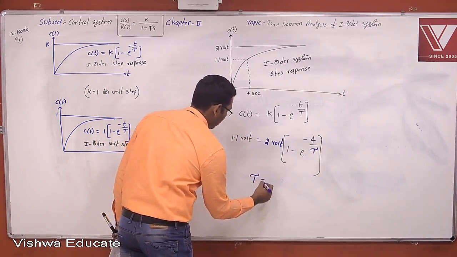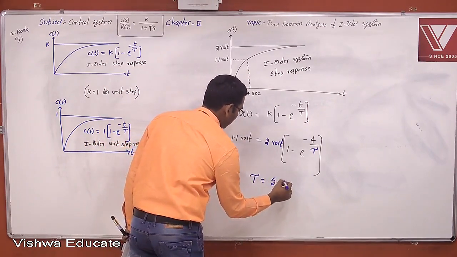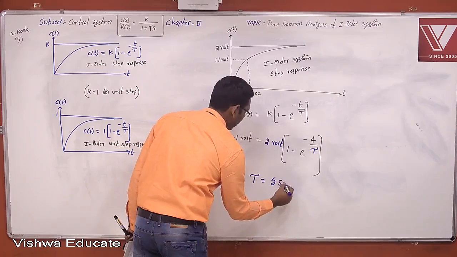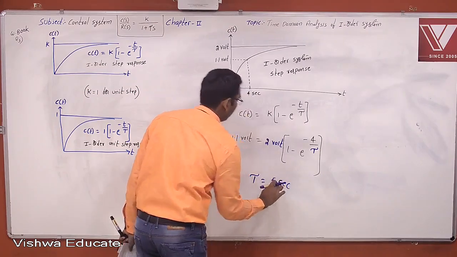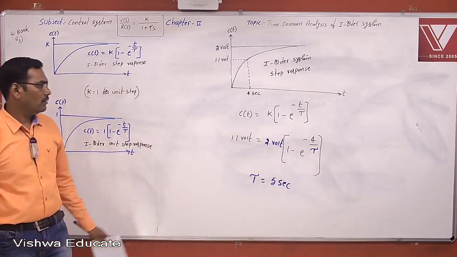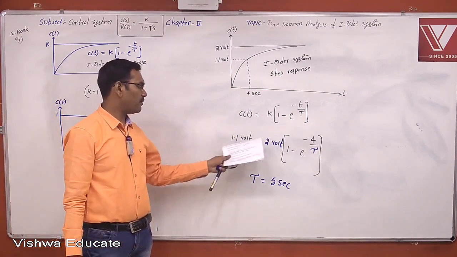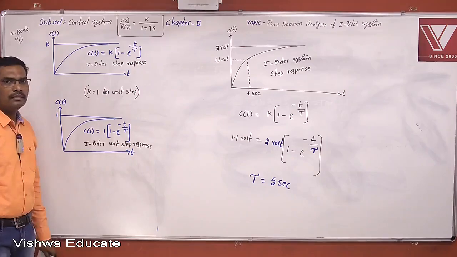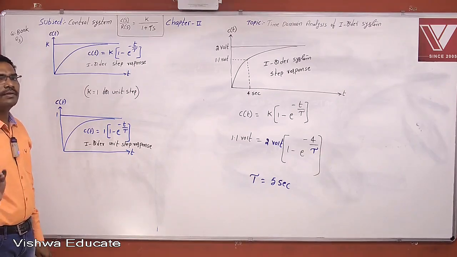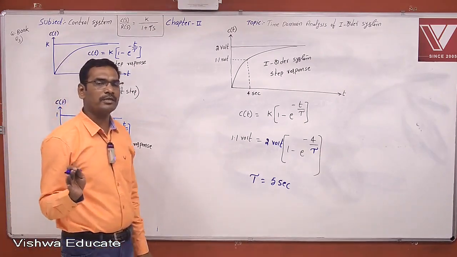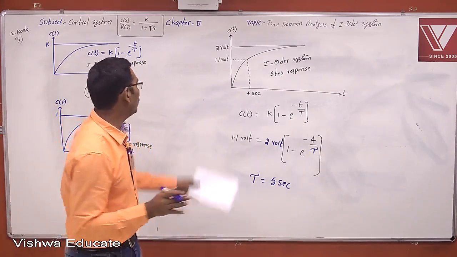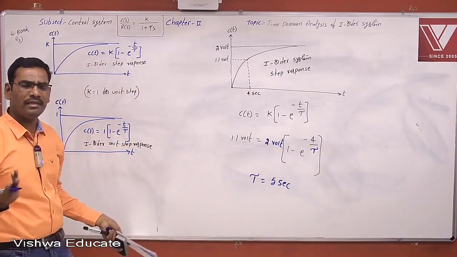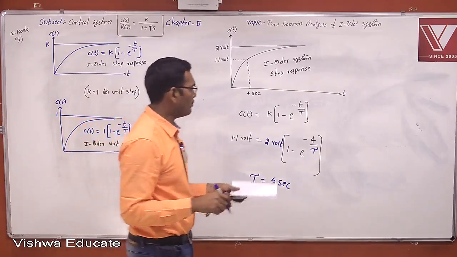I think this is approximately 5 seconds, just check it. Voltage cancels, 1.1/2 equal to 1 minus e^(-4/tau), then apply the anti-logarithm and you can get it. This is the way you can identify whether it is first order step response or unit step response. First you confirm, then use this formula or that formula. The only difference is K equal to 1 for unit step. Note down this.